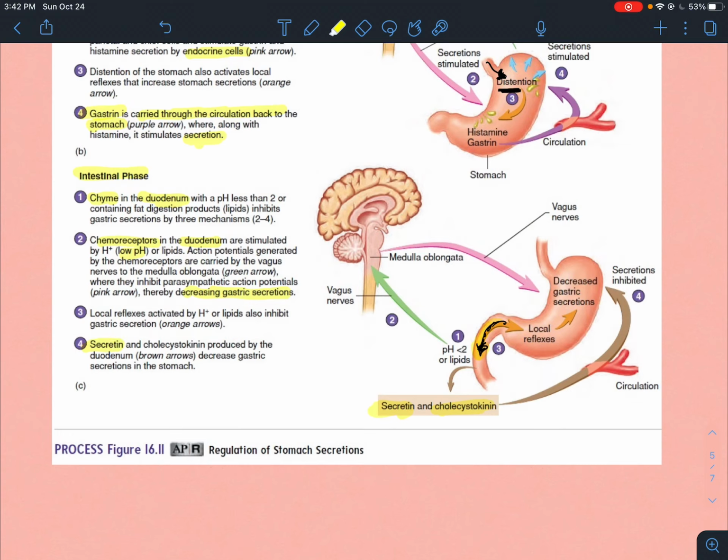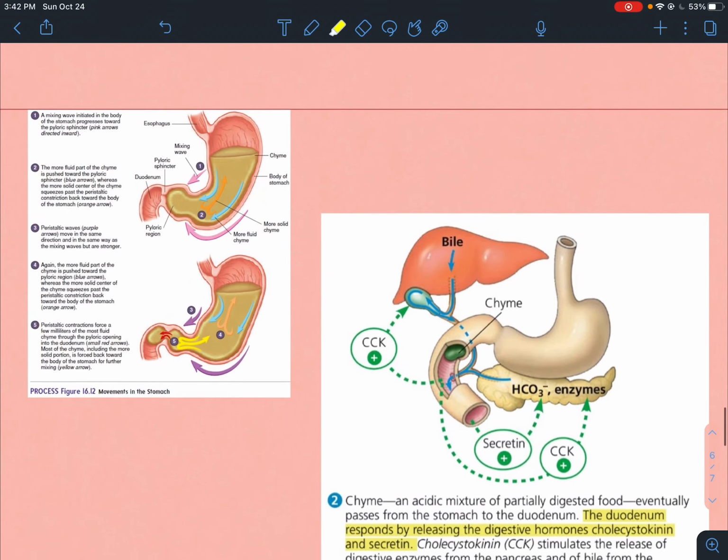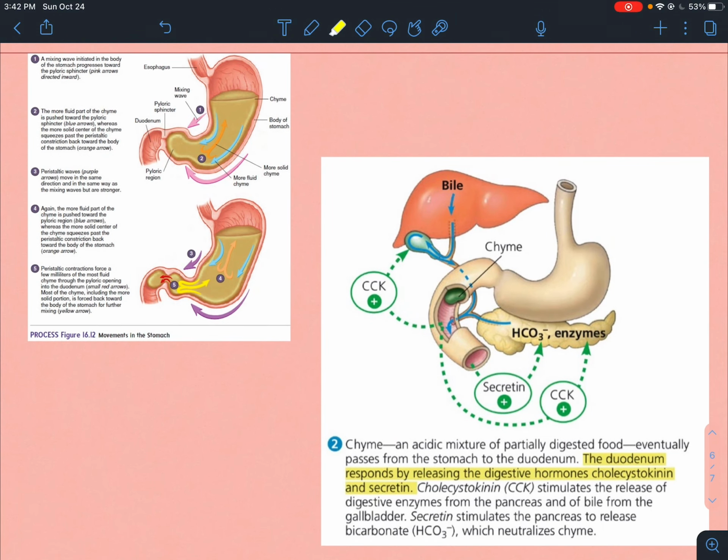Therefore, hormones coming out of the duodenum, secretin and cholecystokinin, go into circulation and feed back onto the stomach this time and start to shut it down. And notice it says it decreases gastric secretions in the stomach. Let's take a further view of this. Let's try to imagine this a little bit better.